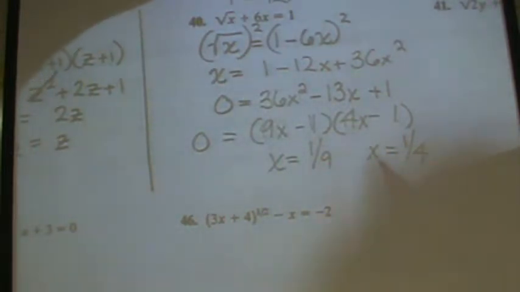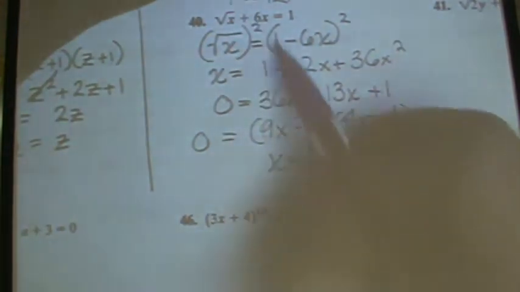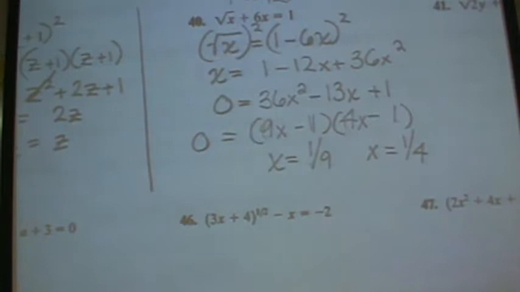And what you're going to have to do at this point is plug each of these answers in to see if any of them are extraneous. So here we go. If you plug 1/9 in, 6 times 1/9. Does this equal 1? Well, the square root of 1/9 is 1/3. And 3 goes into both of these, so this is going to give you 2/3. And I believe 1/3 and 2/3 is 3/3, and 3/3 is 1. So this answer worked. This was good.